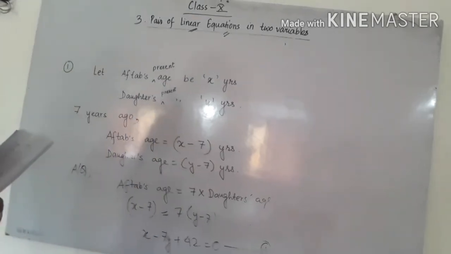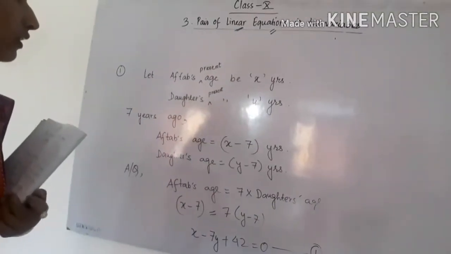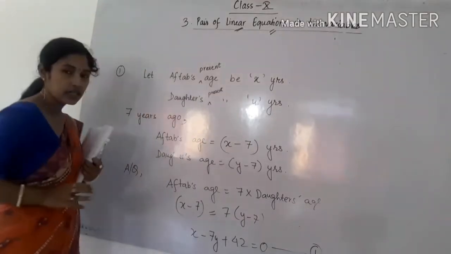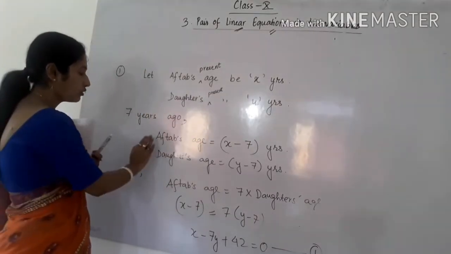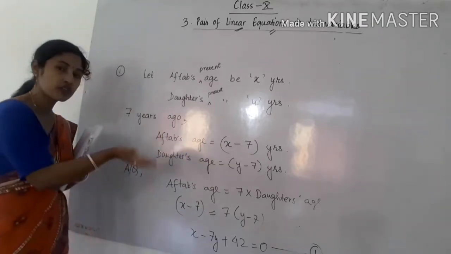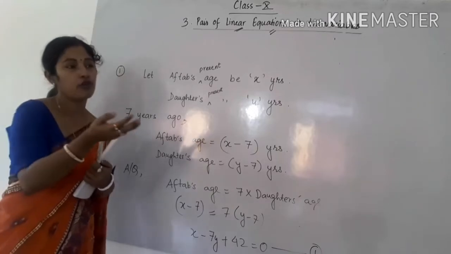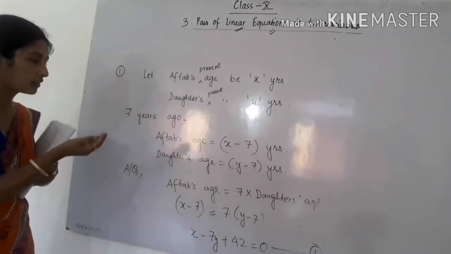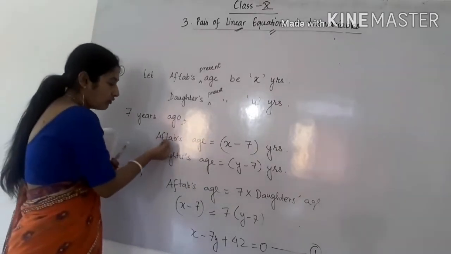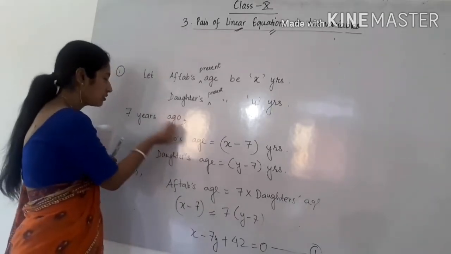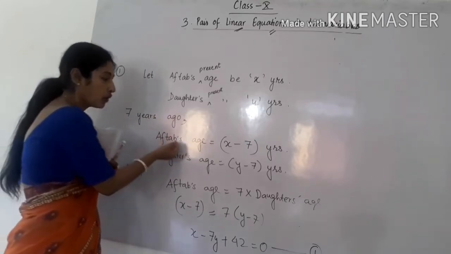So what is given in 7 years ago, you have to write the conditions. First of all, we have taken the present ages. Next, we have to write the condition for 7 years ago. That means you have to go backward. So for going backward, you have to subtract. That means now we have to write first of all what? Aftab's age, 7 years ago. What will be the age?